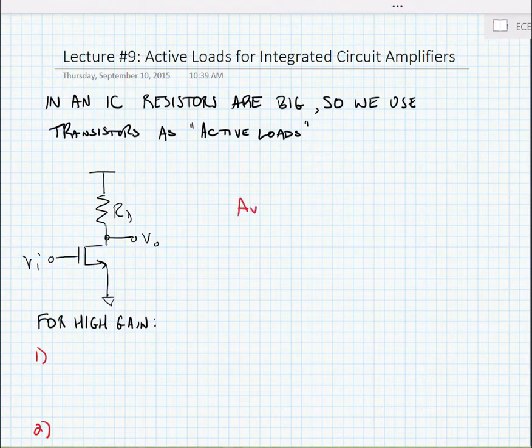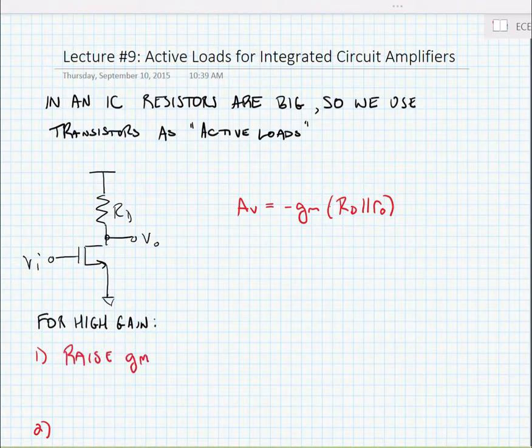So I know that the gain for this common source amplifier is equal to minus GM times the quantity RD in parallel with RO, where RO is the output resistance of the transistor and GM is the transconductance. Now, for high gain, I know that I have a couple of choices.